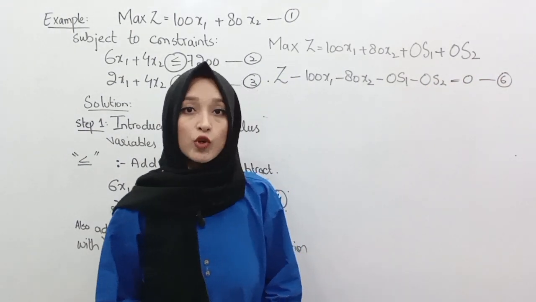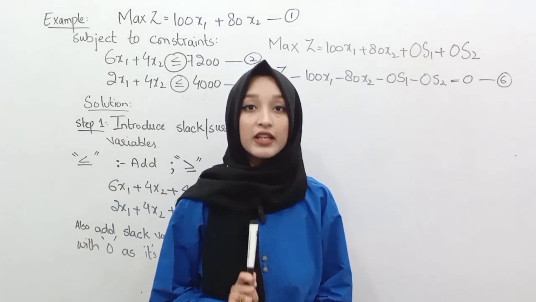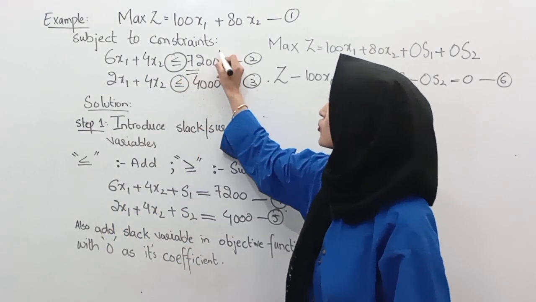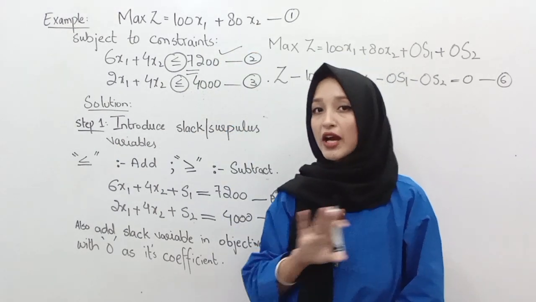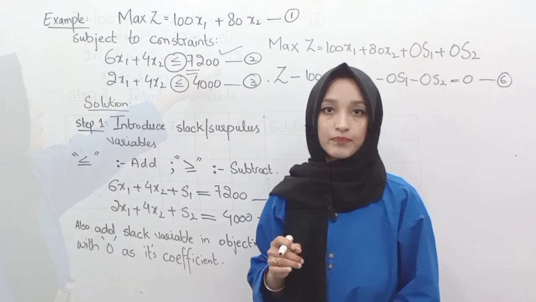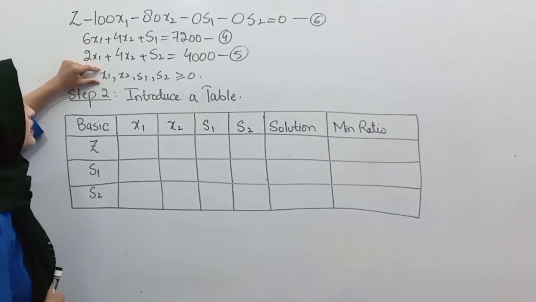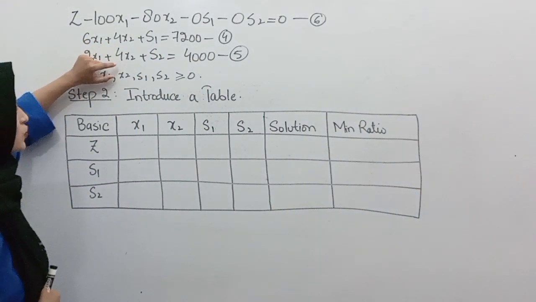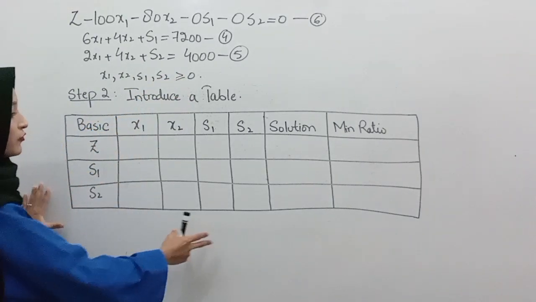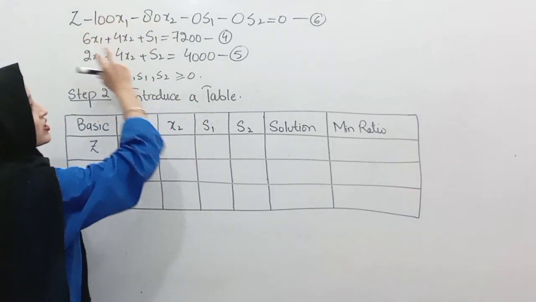There is one important thing that you have to keep in mind: if there is already an equals sign given in the constraints, you don't have to add or subtract any surplus or slack variables in that constraint. And one thing that we have to write in the constraints is that x1, x2, s1, s2 are greater than or equal to 0.